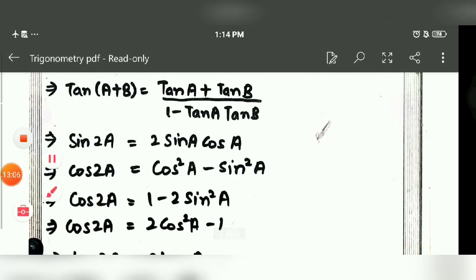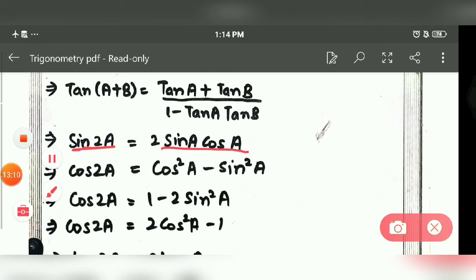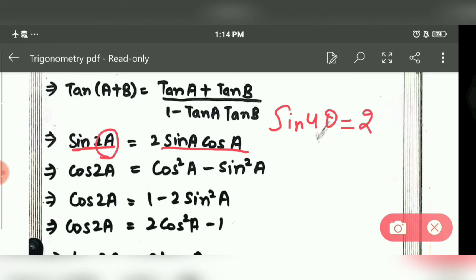There are some other formulas. Sine 2A is equal to 2 sine A cos A. Let me give you an example. If we have sine 4 theta, then it's going to be 2. This is 2, and in the answer we say A. A is half of 2A. So here we think sine of half of this, which is 2 theta. Similarly, cos A means half of this, cos of 2 theta.